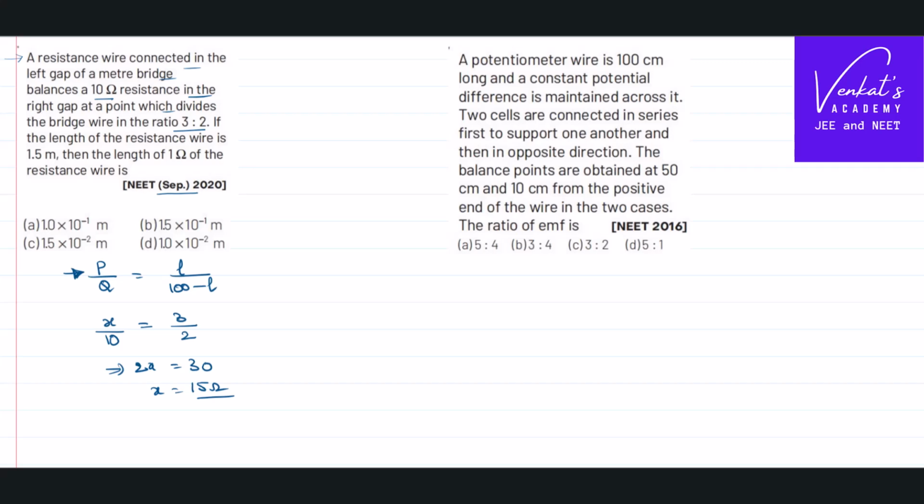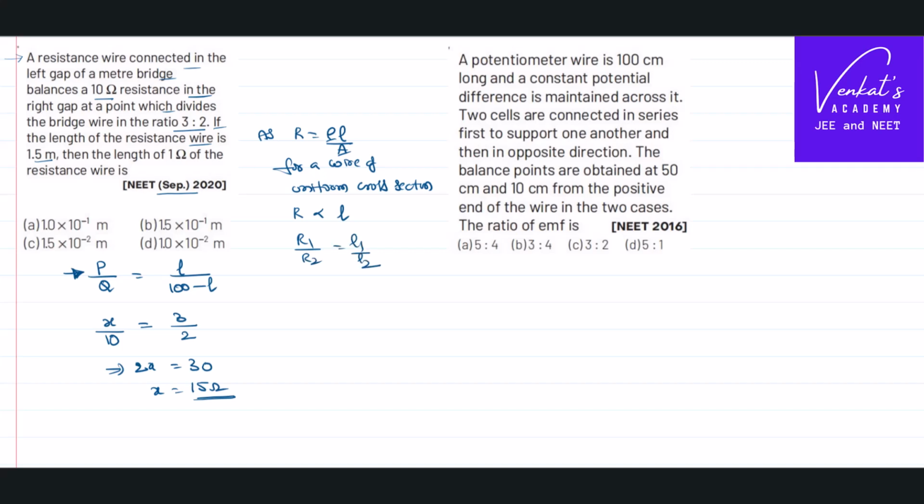That is one point. If the length of the resistance wire is 1.5 meters, as we know the concept, resistance R equal to rho L by A for a wire of uniform area of cross section. As rho is constant, resistance is directly proportional to length. Then resistance 1 by resistance 2 equal to L1 by L2.